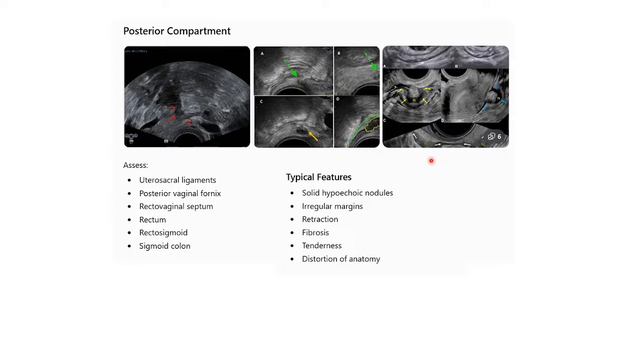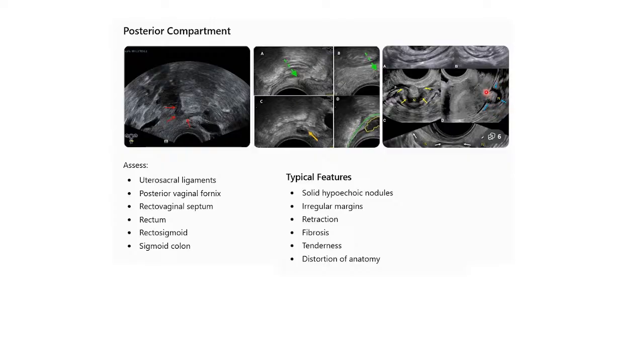Now you also have to assess the posterior compartment. What do you assess? You see these hypoechoic nodules that we have. These ones can be very silent. It is very easy for you to miss deep infiltrating endometriosis if you are not diligent. You see how they appear, like that one around the sigmoid colon there. You can see this area that is hypoechoic, like a rim. It looks like a mass.